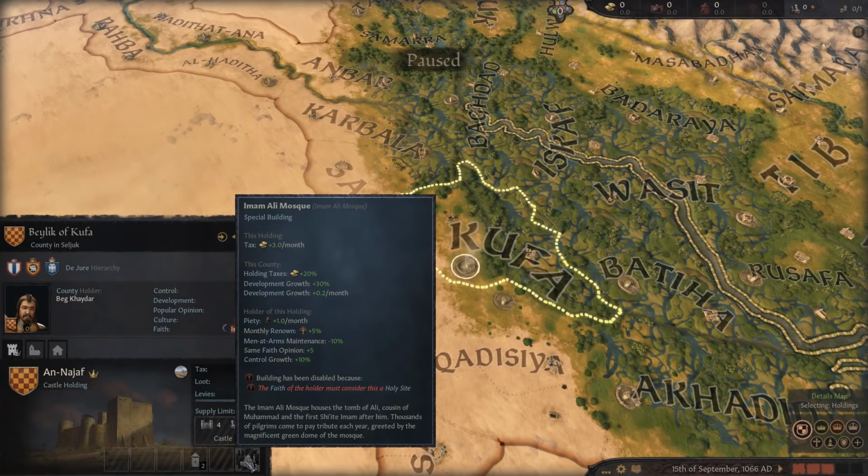Now, the Imam Ali Mosque has to be seen as a holy site by the religion that holds it, which is not the case with the Seljuks. But if it were enabled, it gives you a tax modifier of plus 3 per month. On top of that, plus 20% countywide in taxes, development growth plus 30%, and 0.2 per month. On top of that, piety of 1 per month, plus 25, that would be amazing, plus 5% monthly renown, men-at-arms maintenance minus 10%, some faith opinion plus 5, control growth plus 10%.